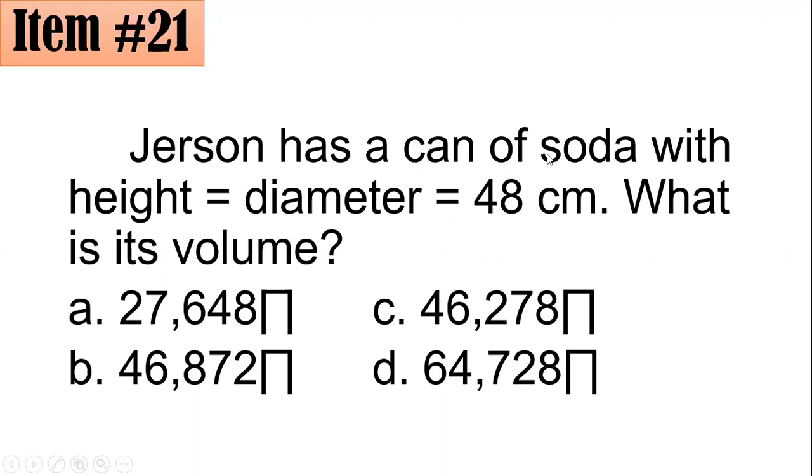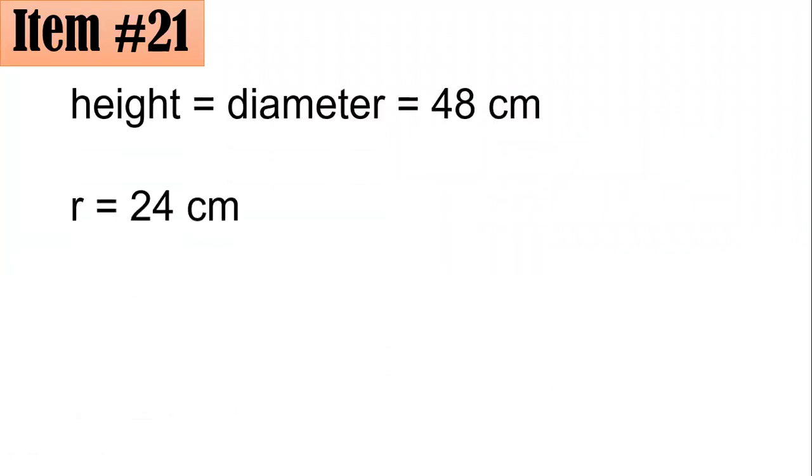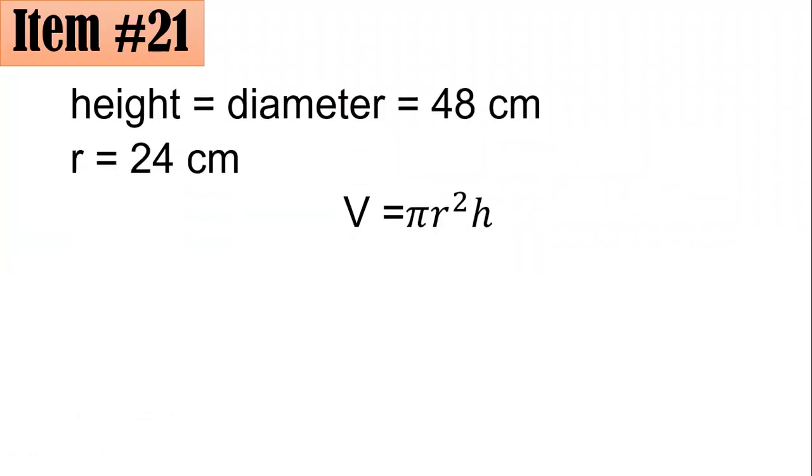That is V equals pi r squared h, where r is the radius of the circular base and h is the height. In this case, since the height and diameter are both equal to 48 cm, your height is 48, but we need your radius. So 48 divided by 2, that means our radius is 24. And by substitution to this formula, we have V equals pi times 24 squared times 48.